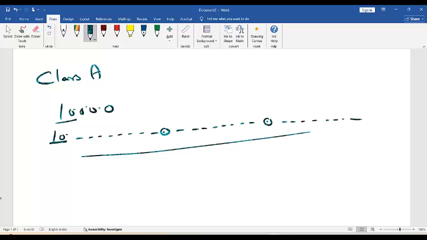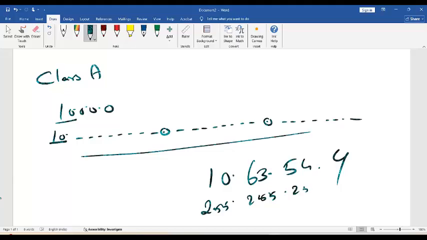This is what we call classless. Subnetting is nothing but classless. We are breaking the classful boundaries. Sometimes you will have an address in your organization like this: 10.63.54.9, and the mask will be 255.255.255, maybe 0.